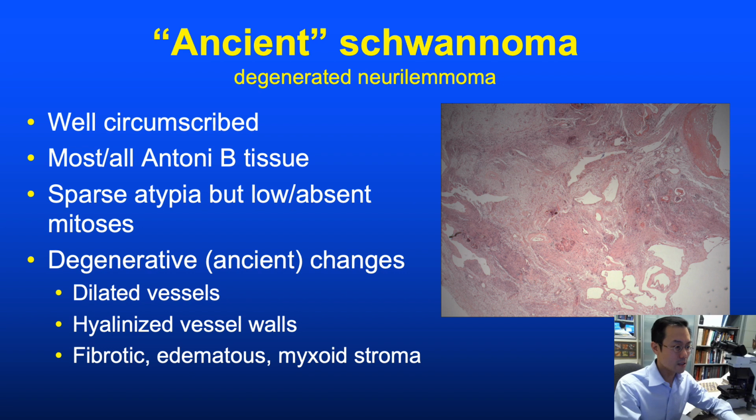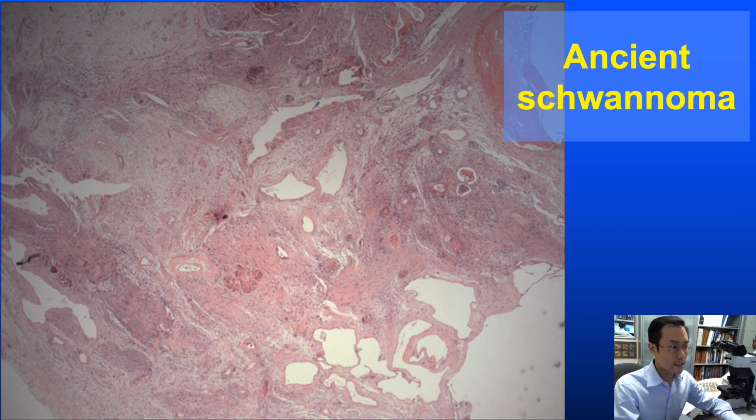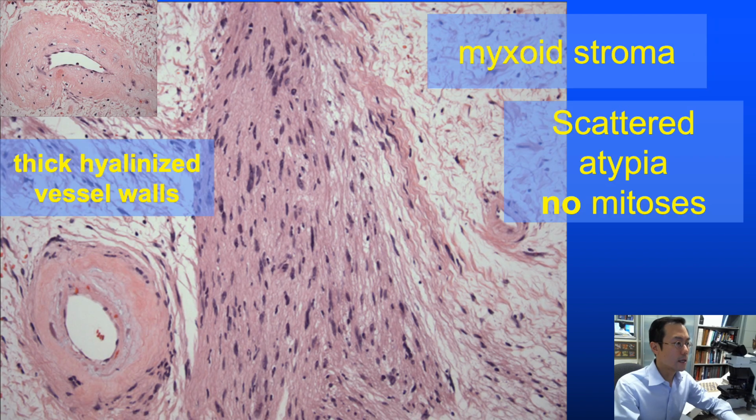We can see variably fibrotic and more edematous or myxoid stroma associated with irregular dilated blood vessels with thickened hyalinized walls, and at close examination, usually sparse but clearly atypical hyperchromatic cells. But on further scrutiny, there is no concomitant increase in mitotic activity as would be typical of a malignant neoplasm.